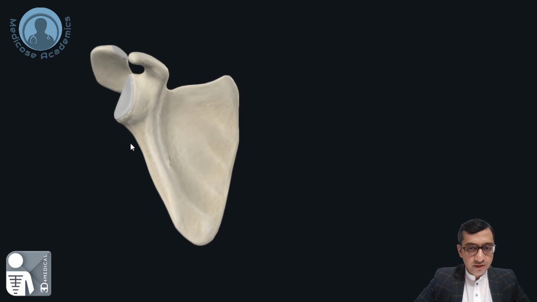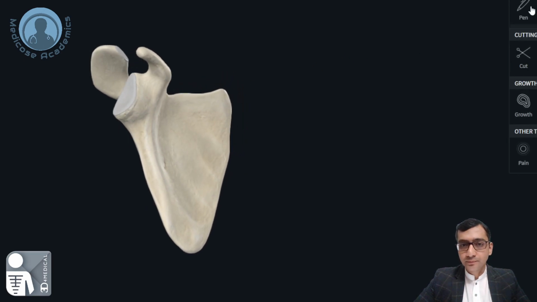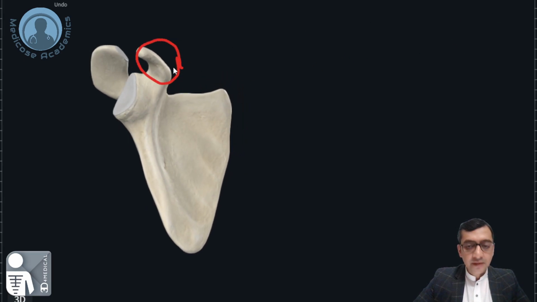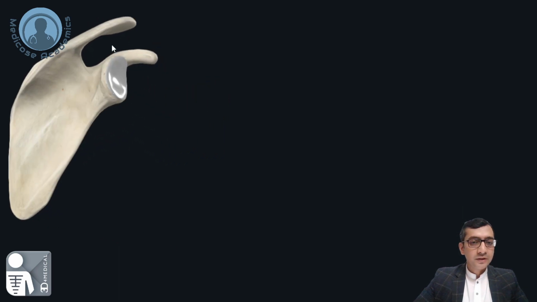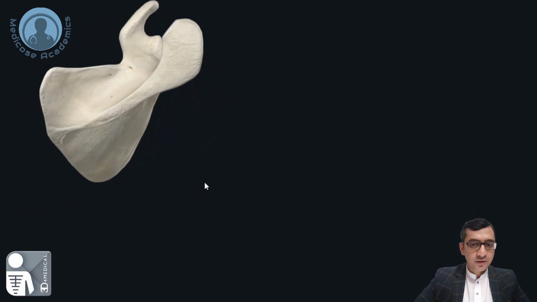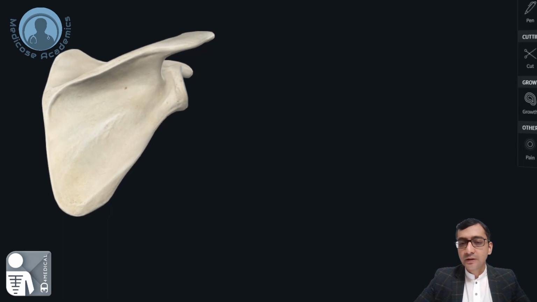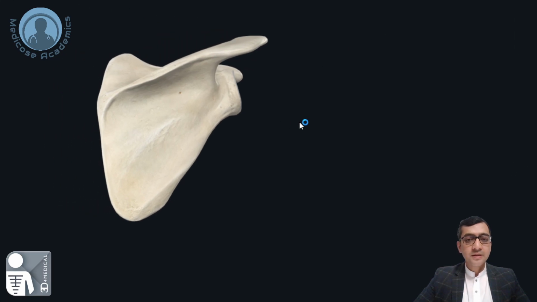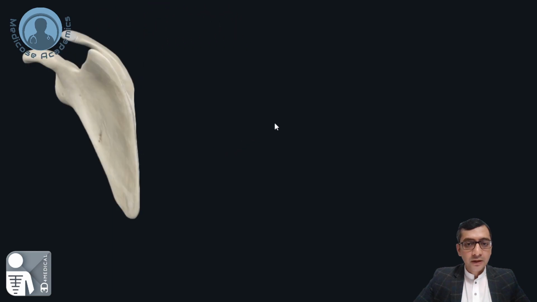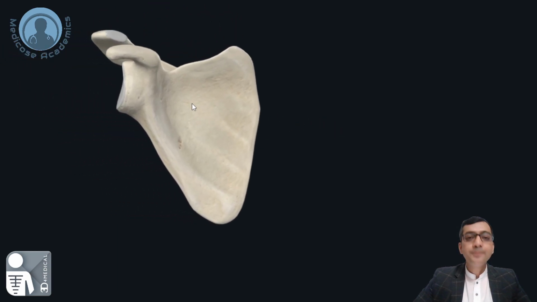The one that is projecting anteriorly, this is shaped like a beak of a crow, that is called coracoid process. That means exactly that. The one that is extending backwards, this whole shelf-like extension, this is the spine, and extending from that, this whole thing, this is the acromial process. So this is the basic overview of the scapula bone. Let us start in detail.